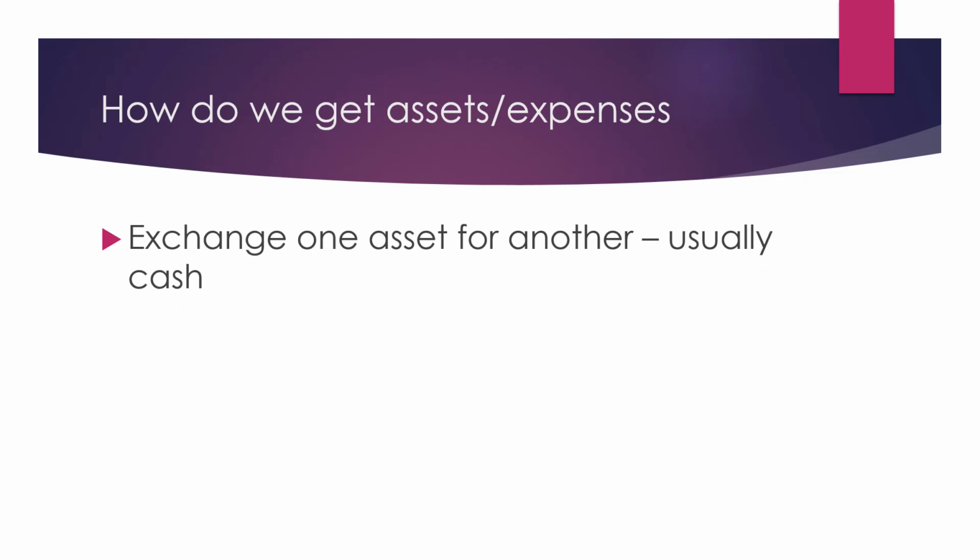So the first way that we obtain assets that we want is to exchange one asset for another. This usually means that we take cash, which is an asset, and exchange it for an asset that we need more in our business. Cash is usually not very useful except to pay for things. Other than that, it has very little use, but we may need a machine or a building or parts to make inventory. So when we do that, we can exchange cash for another asset, and that's how we obtain that.